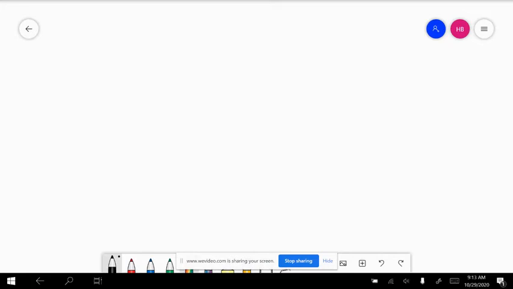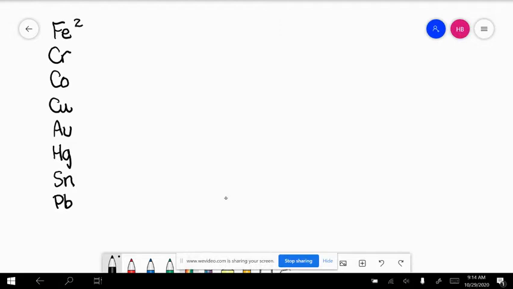All right, today we're going to talk a little bit about variable charge metals and how to tell what the charge is on a variable charge metal. So let's remind ourselves of our variable charge metals. We have the three musketeers. We have the lowest L. And we have tin and lead. Remember, the three musketeers can have a +2 charge on the ion or a +3 charge on the ion.